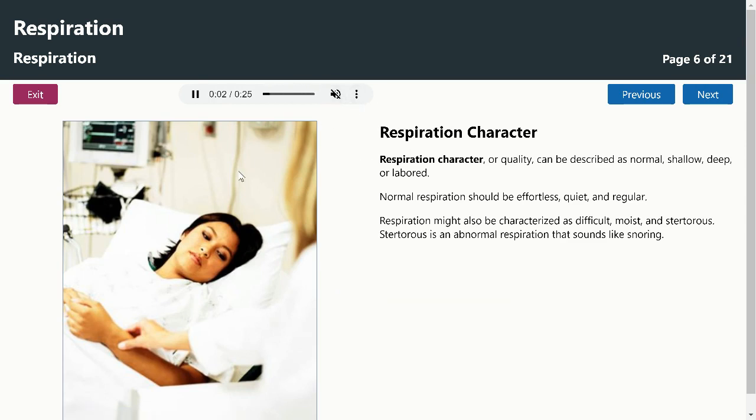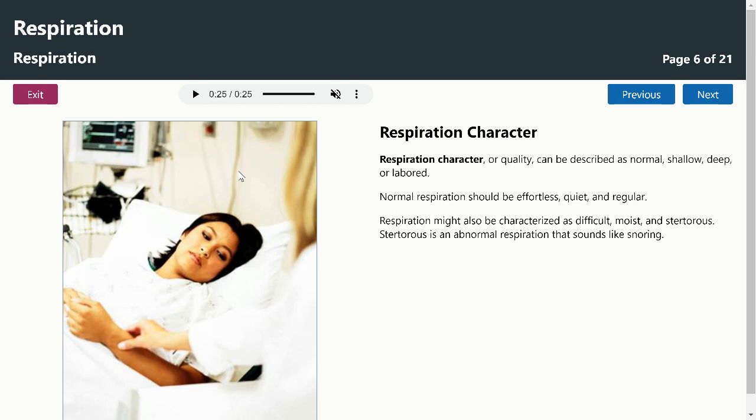Respiration character. All right. So character or quality can be described as normal, shallow, deep, or labored. So if you're sitting there, somebody's taking your respiratory rate, you got a normal rate. That means you're not labored. That means you're not working hard to breathe. You're not shallow. Shallow means you're not breathing deeply, which is what you're supposed to do. Just normal, kind of taking deep breaths. Deep breaths is good because it helps to make sure you're using all areas of your lungs. If you don't do that, that's when pneumonia can set up and other problems can happen.